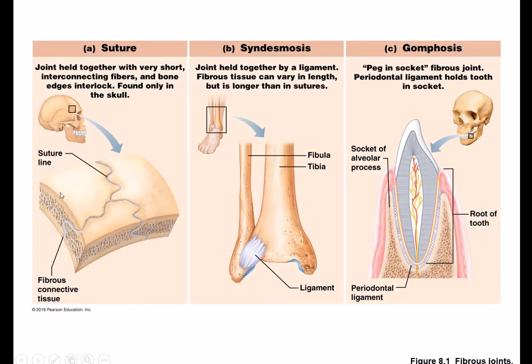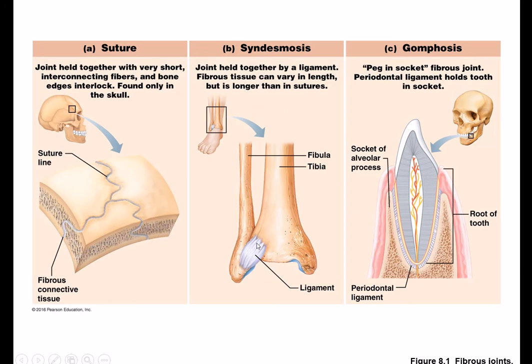The sutures are the interlocking joints of the skull, so they're held together by very tiny little ligaments. You can see here just this little fibrous connective tissue between the different suture lines. You guys looked at these when we looked at the skeleton.